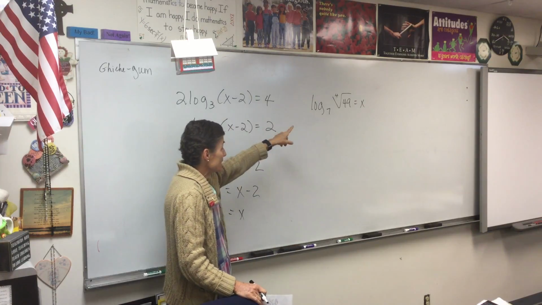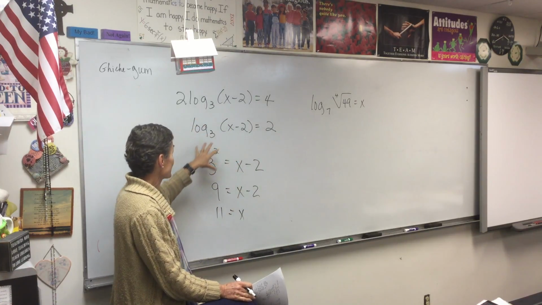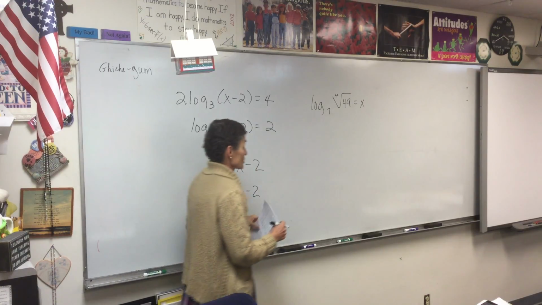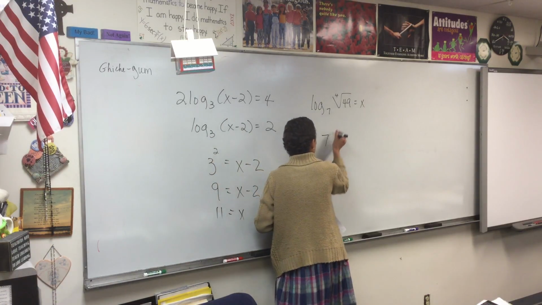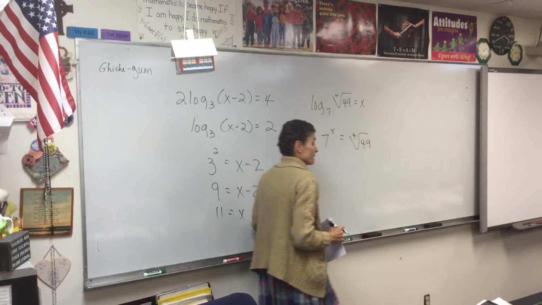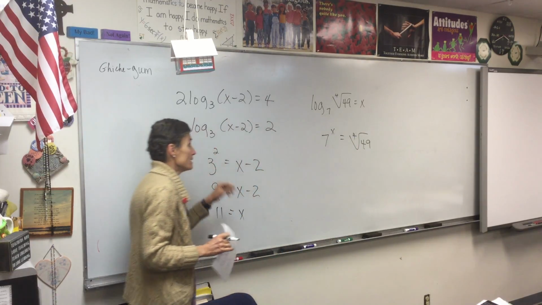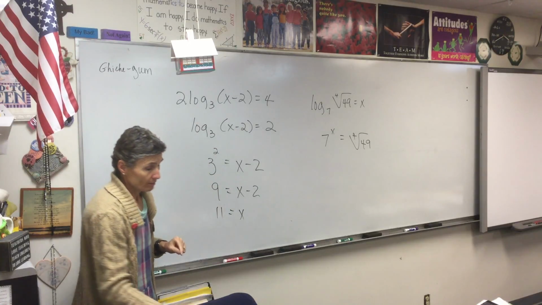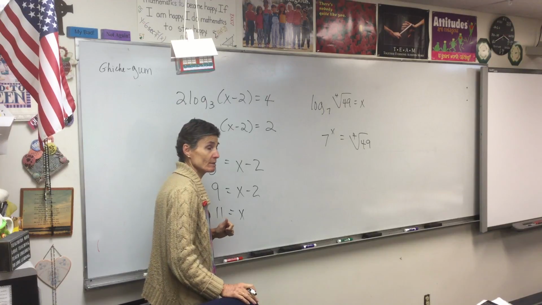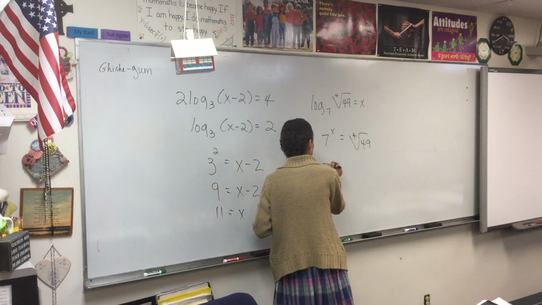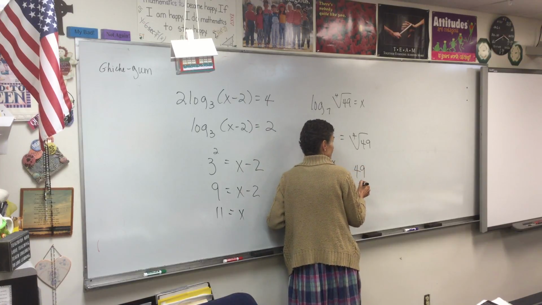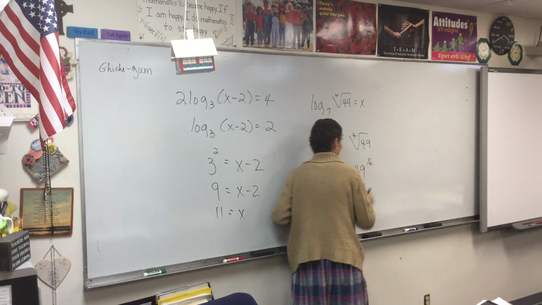Solve this one. Is this one just like this one fundamentally? Yeah. So I'm going to solve it the same way. I'm going to say 7 to what power is the 4th root of 49? Now there's a radical in there. And we don't like radicals in logarithm land. So instead of a 4th root, we'll write that as what? 1/4 power.